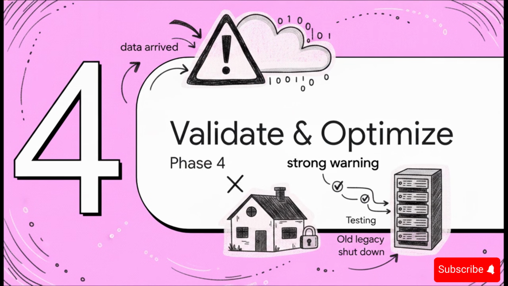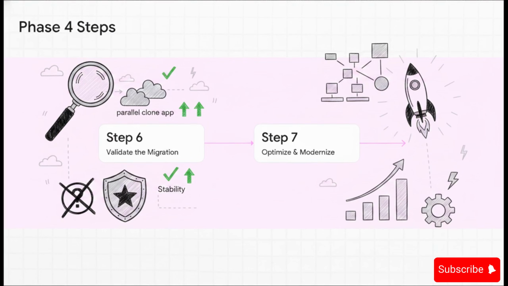Finally, Phase 4, validate and optimize. But hey, strong warning here. The absolutely crucial point is you cannot shut down your old legacy house just yet. Which brings us to our final essential steps.